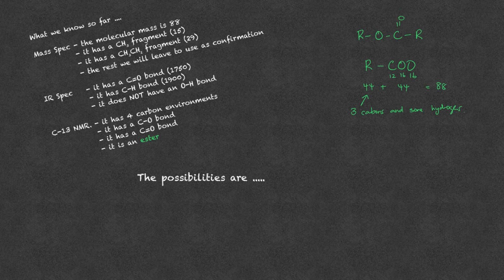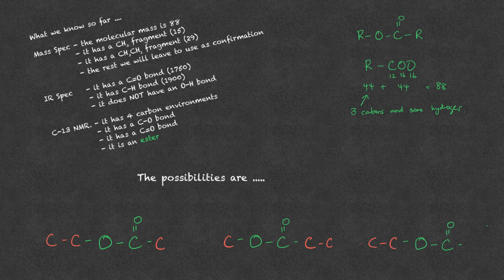So the possibilities are, we're going to start off with 3 possibilities. That's all that I could figure out. We've got 1 carbon on one side, 2 carbons on the other, 2 carbons and 1 carbon, 3 carbons and no carbons.